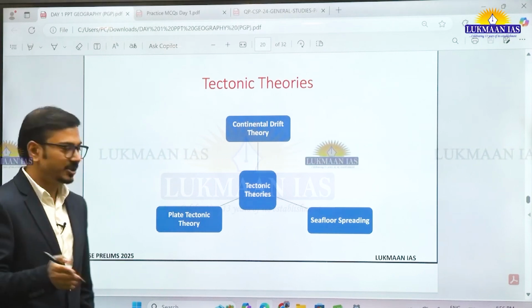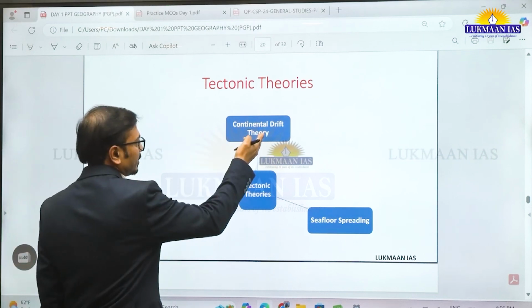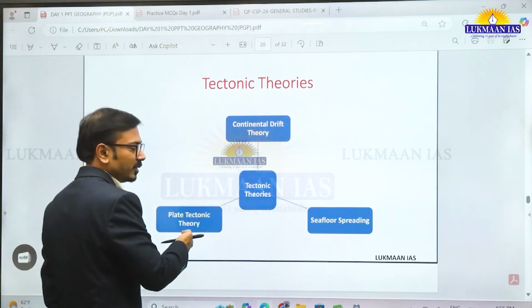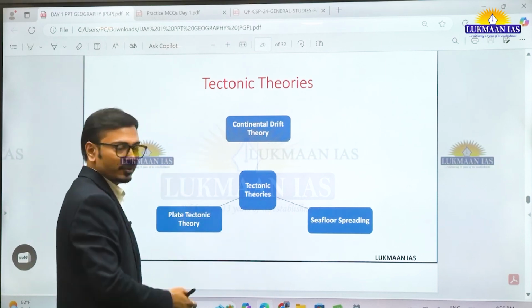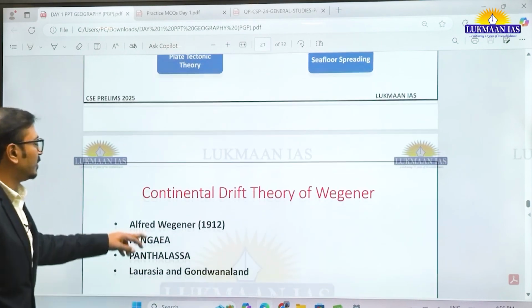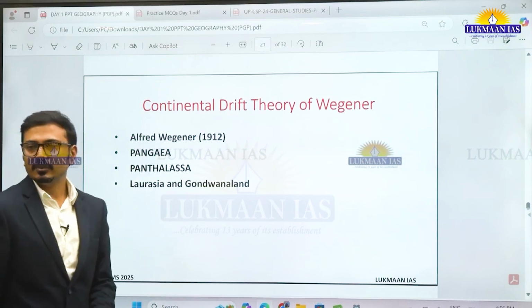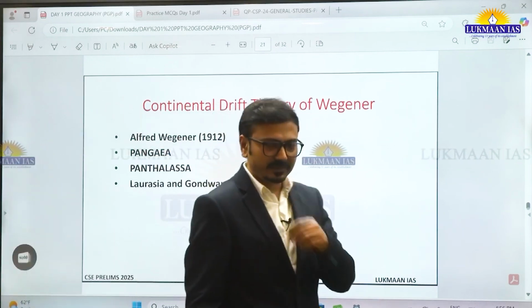Even in mains examination, questions have been asked on Wegener theory, continental drift theory, plate tectonic theory. ये रह गया है, आज न कल ये भी पूछ लेंगे. ठीक है? Sea floor spreading. So first of all, it is the continental drift theory. So you tell me, it was given by Wegener, right?